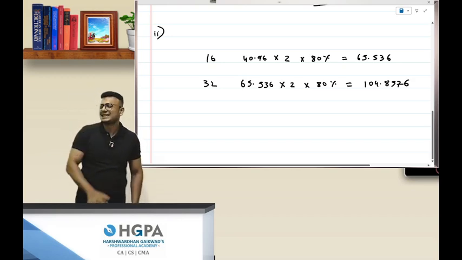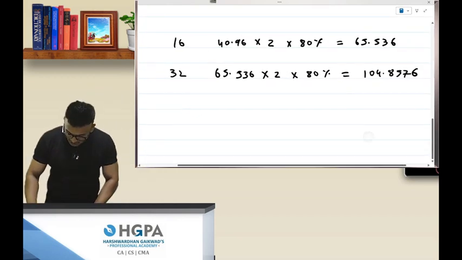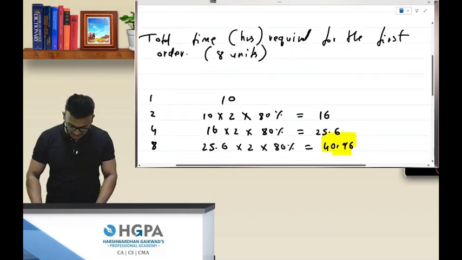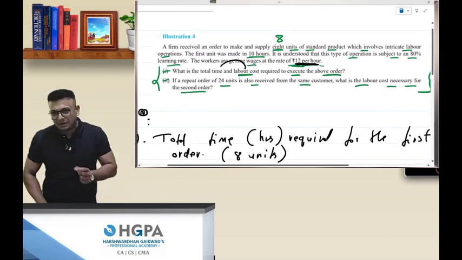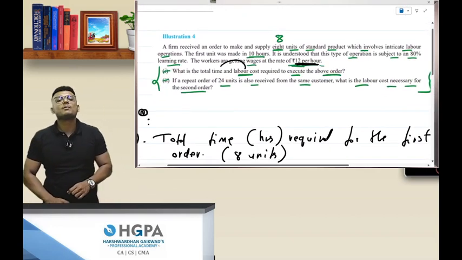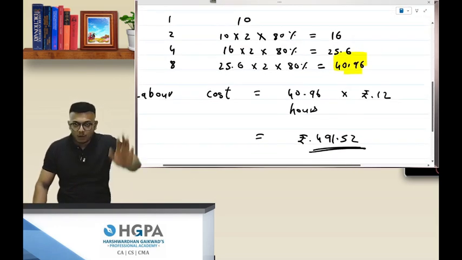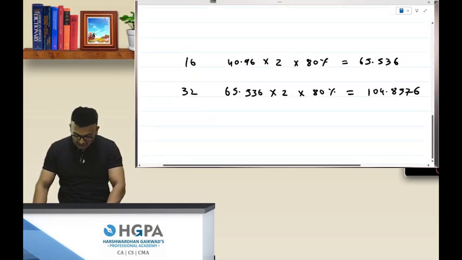One sec. They have not asked you the total time taken for 32 units. Please see what they're asking. If a repeat order of 24 units, oh boss, they want the difference. See, till 8 how much was there? 40.96, and for 32 how much is it?